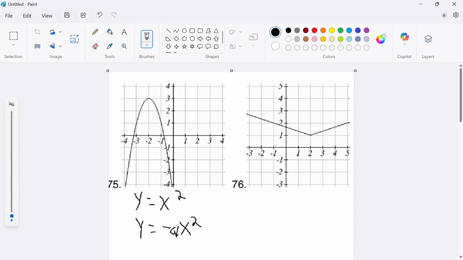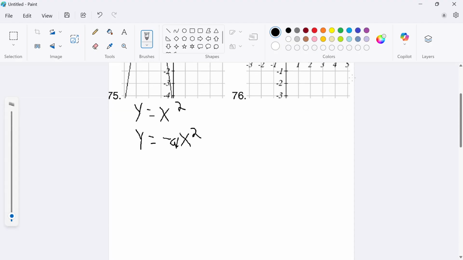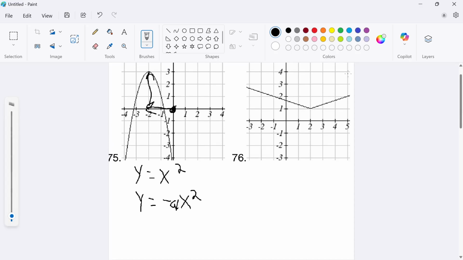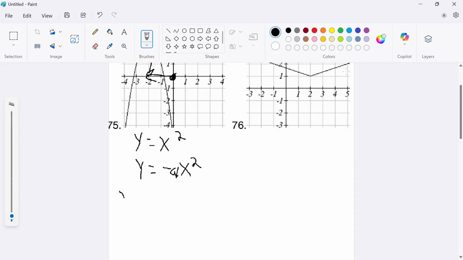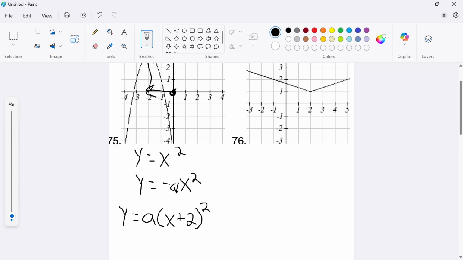But I can tell where this one has been shifted. The original vertex of a parabola is at 0, 0. So this one's gone 2 to the left and 3 up. The horizontal shift is opposite sign. So if it's 2 to the left, it's plus 2. 2 to the left is minus 2 on the graph, but it's plus 2 in the shift. So this is y equals, I don't know what that a is, x plus 2 squared, because now I've shifted the vertex 2 to the left, and then plus 3.